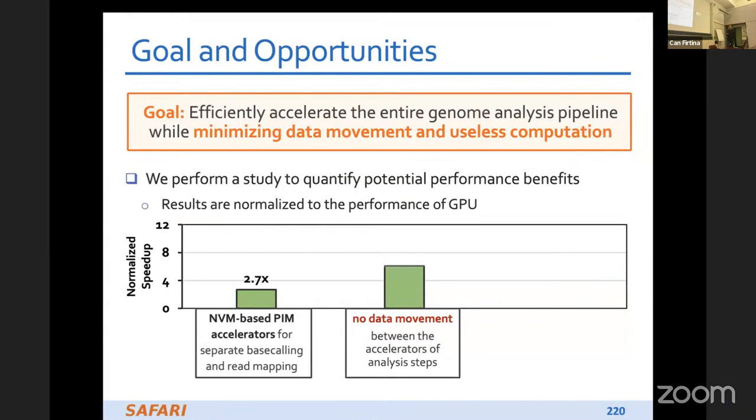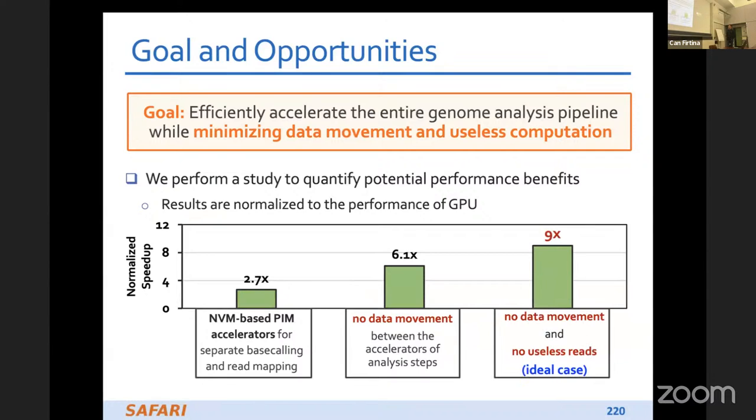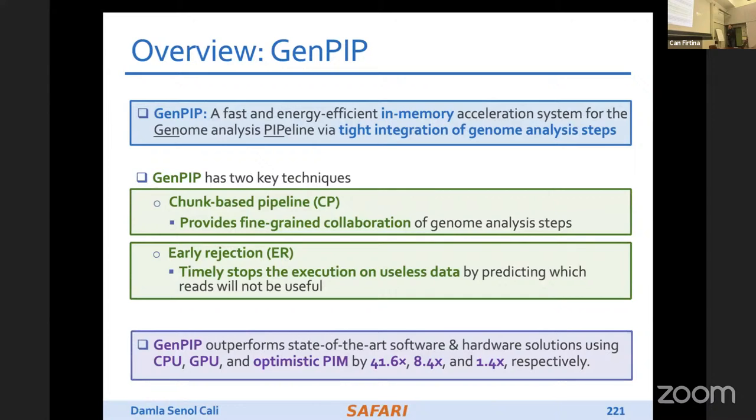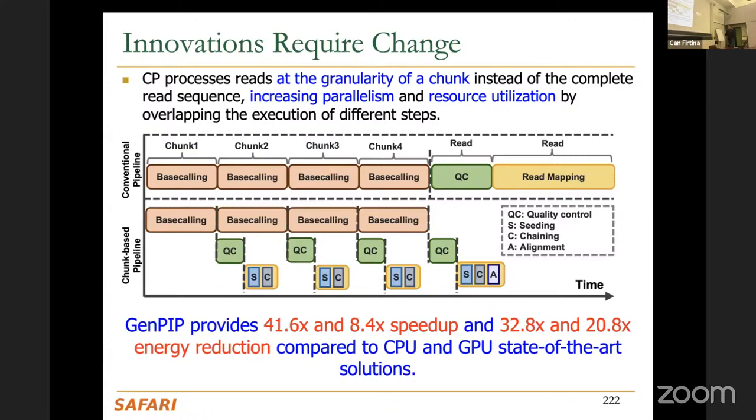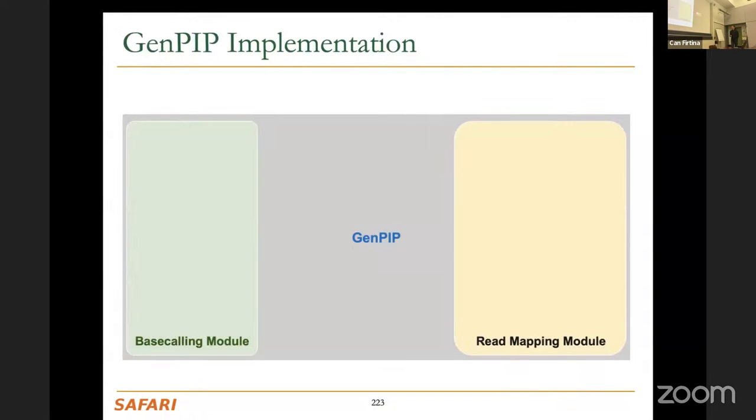We do some motivation analysis, like what would happen if we didn't have any data movement and if we didn't have any useless reads. We would gain around 9x improvement compared to using existing approaches, which also reduce the data movement latency. So in that case, we design JanPip. JanPip creates a channel between two steps in genome analysis, between base calling and read mapping. Base calling is translating the electrical signal into bases, and read mapping is figuring out where these bases belong in the reference genome. You may not need all the data in this step, because some of the data can become useless.